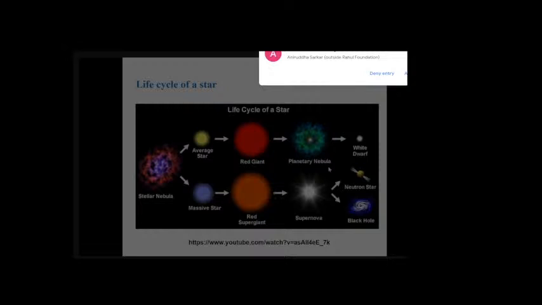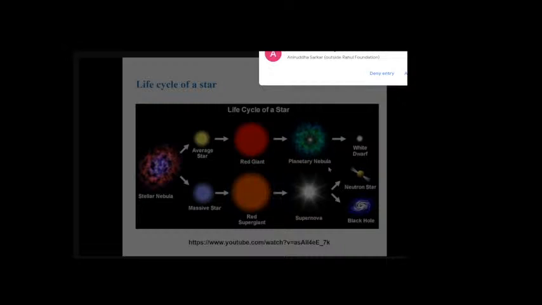It is very compact and made only of neutrons. It is so compact that if you take one matchbox-sized piece of neutron star material, its weight would be equal to 1 cubic kilometer of Earth material. So 1 kilometer by 1 kilometer by 1 kilometer of Earth material, the weight is extremely high, and that weight is equal to the weight of one matchbox-sized piece of neutron star. So you can imagine how compact and dense a neutron star is.